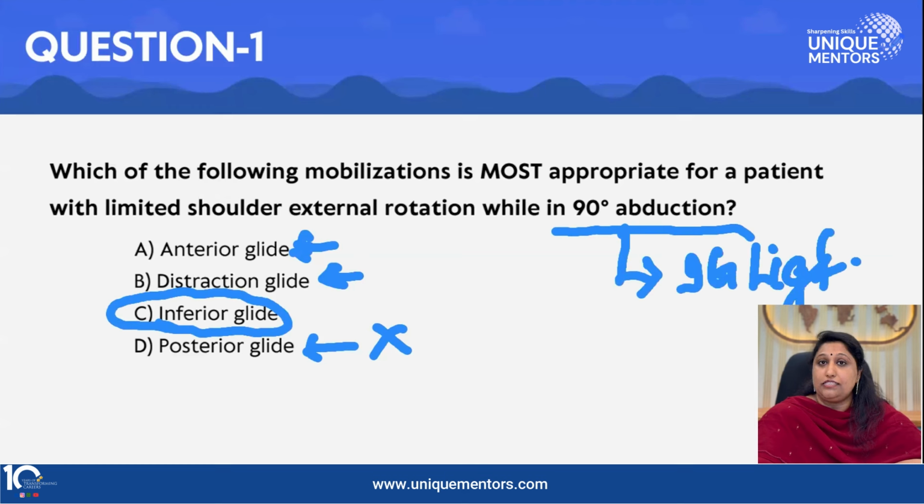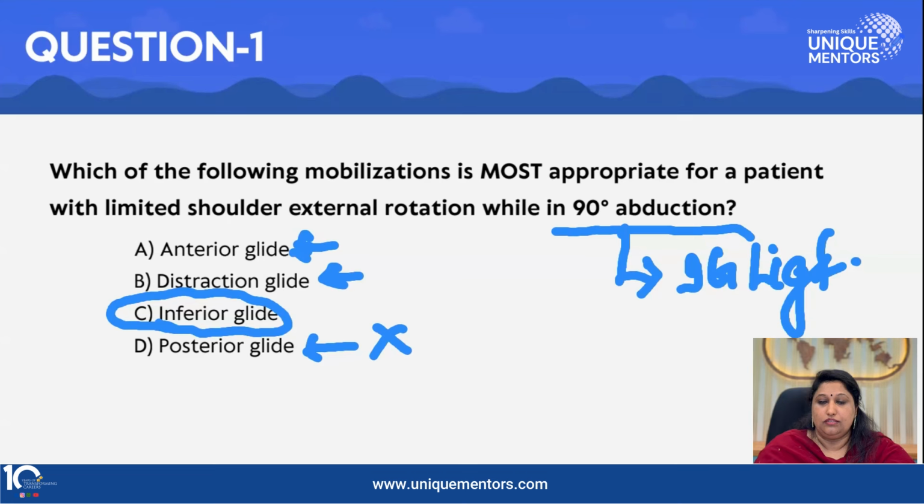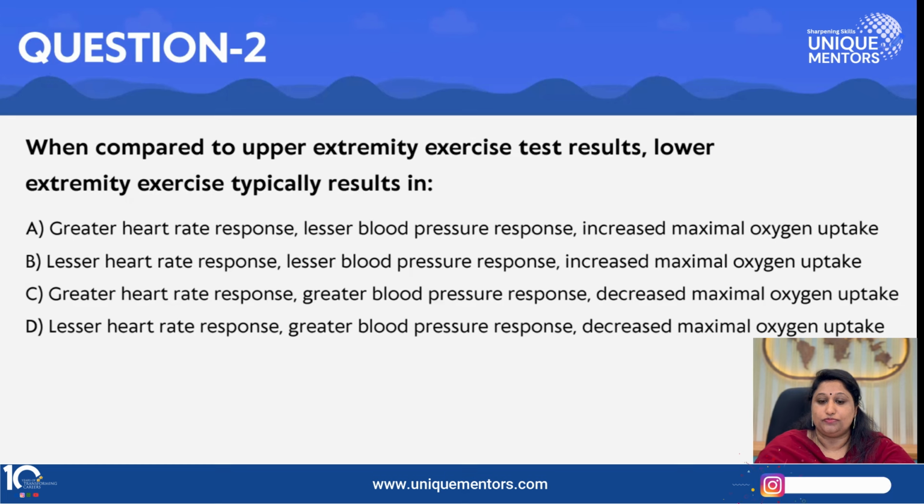The anterior glide is avoided here because of the fear of subluxation. So in 90-degree abduction, we will never go for an anterior glide, though it improves the external rotation. We will not go for the anterior glide because we have the fear of subluxation. So the right answer goes as inferior glide. Now let's move on to question number 2.